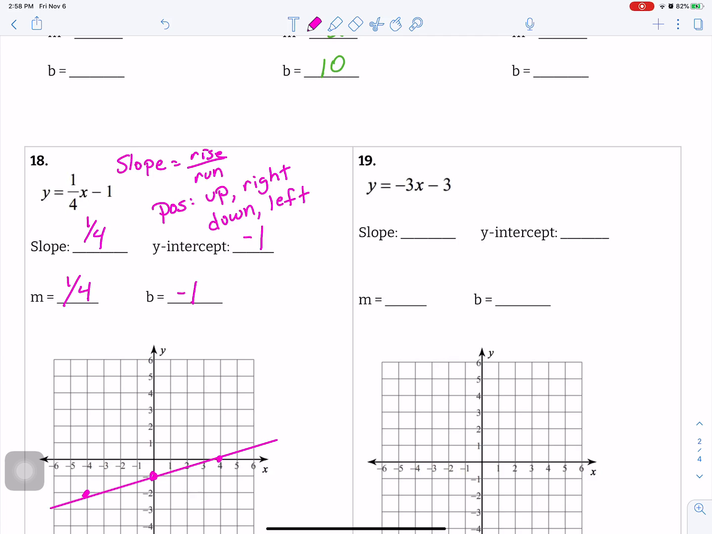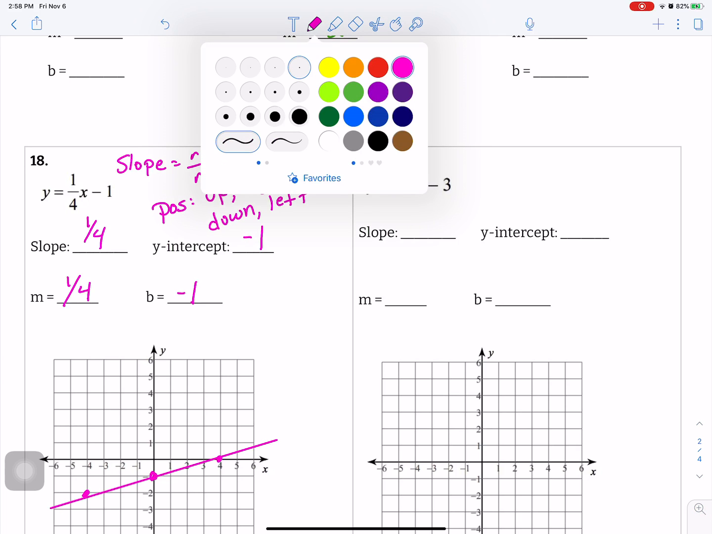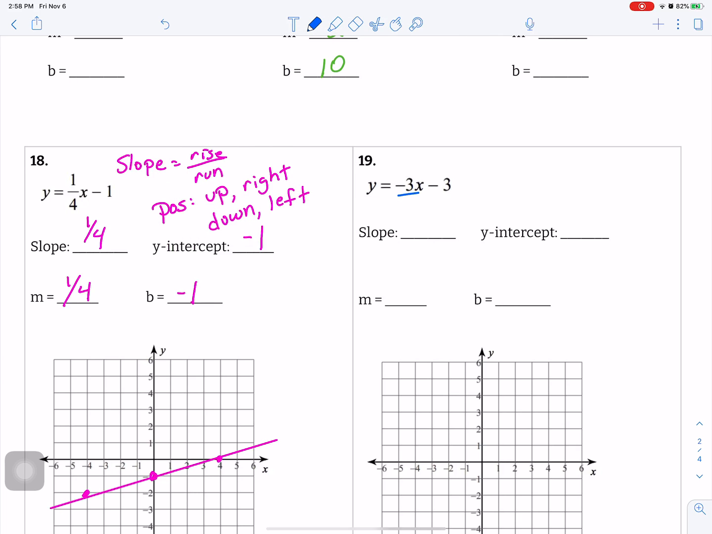The next one, my slope has just one piece to it, one number. So it's really divided by 1 because -3 divided by 1 is still -3. It has to be added to the bottom because if I put it on the top, I'd end up with a -1/3, and that's not the same thing. So now I have a negative slope.